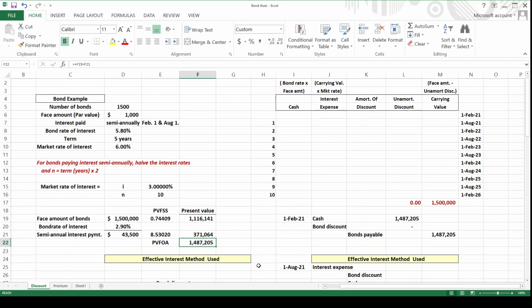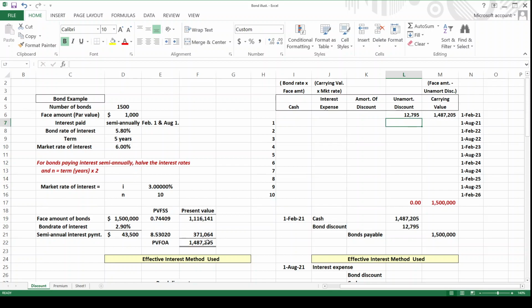Let's go with this. What is the original carrying value of the bonds? The original carrying value of the bonds is always what you sold them for. So there's our 1487. We'll drop that over here. What is the unamortized discount? Well, the discount is going to be the difference between the face amount of the bonds and what we sold them for, which is 1487. There's our discount, 12,795. We are going to amortize that discount over the next 5 years.